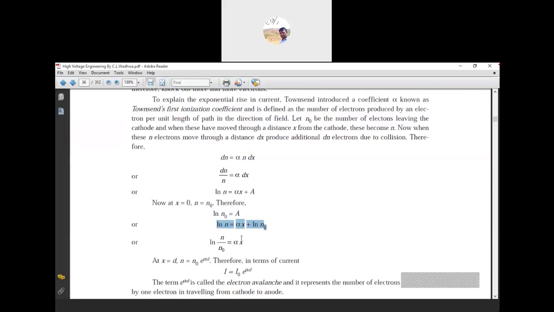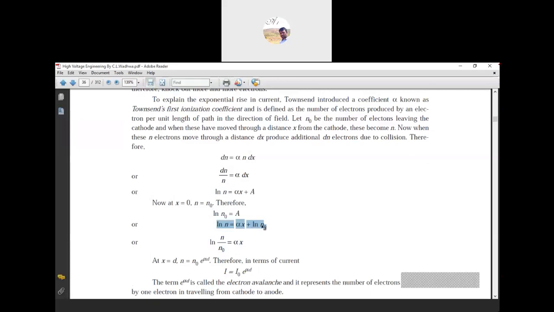We take this equation first, then we integrate on both sides, and from that we get the logarithm: ln n is equal to alpha x plus a. Then we apply the initial condition. At the initial condition x equal to 0, n is equal to n naught. So ln n naught is equal to a.